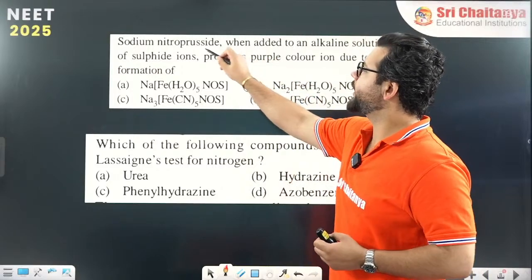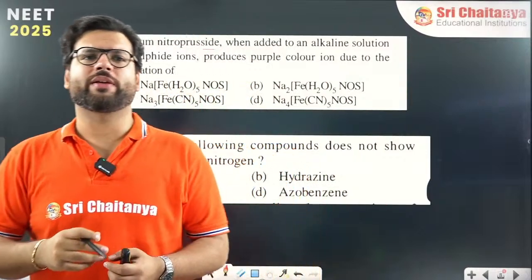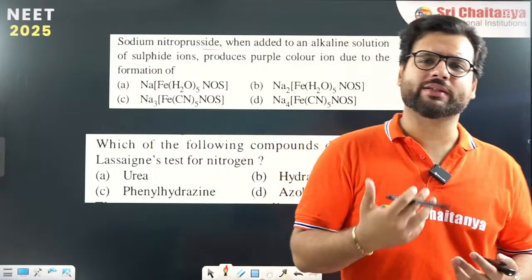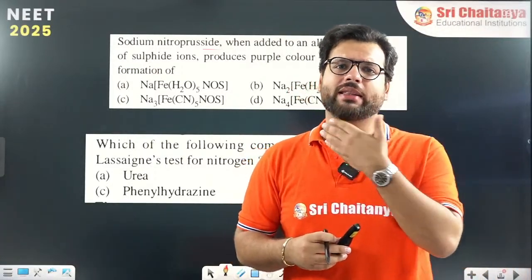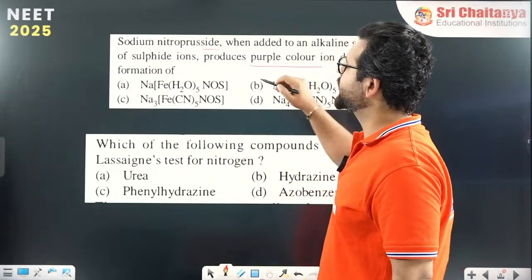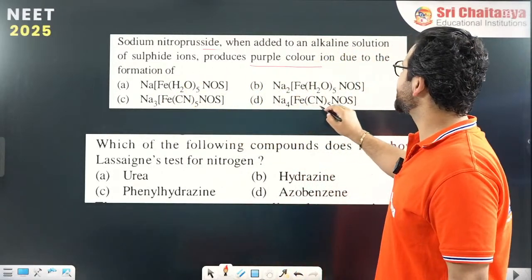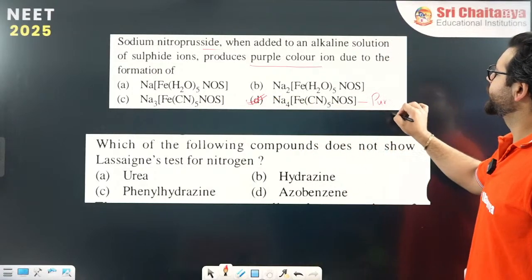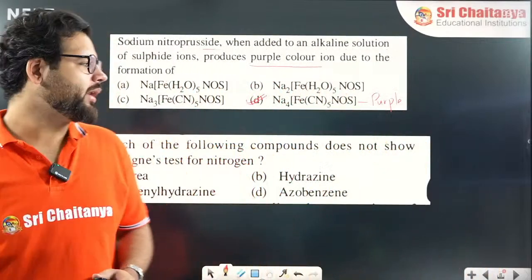Question is now sodium nitroprusside. This is the nitroprusside test we do for sulfur. So whenever sulfur is there in your organic compound, once you prepare Lassaigne's extract, sulfur comes out as sodium sulfide, Na2S. And then Na2S reacts with nitroprusside to give you a purple color solution of thionitroprusside, which is Na4[Fe(CN)5NOS]. This is violet or purple color.